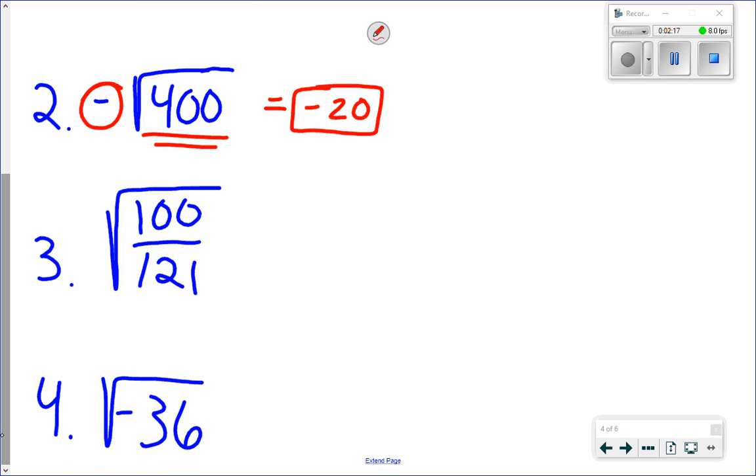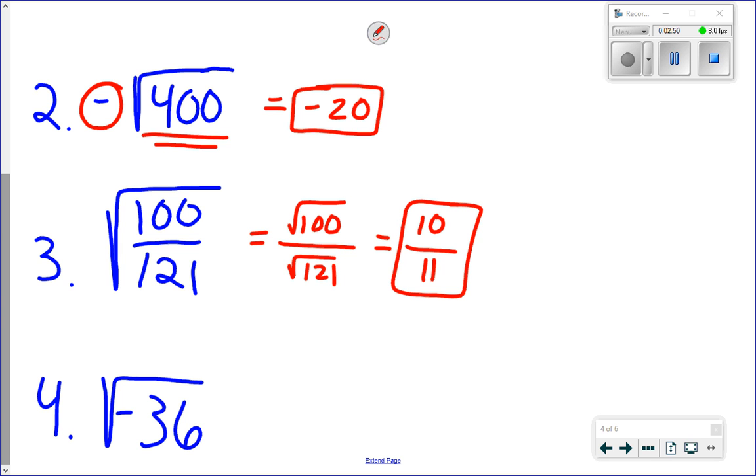Number 3 says the square root of 100 over 121. So we need to simplify that. And what I'm going to do is break this into two different square roots. So far that is the exact same thing, just written two different ways. But now we need to simplify the two square roots. The square root of 100 is 10, and the square root of 121 is 11. And then you need to make sure that the fraction is simplified. 10 over 11 is simplified all the way, so that would be the answer.